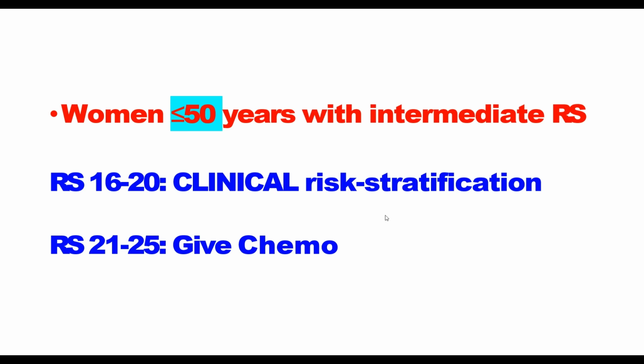For example, in a postmenopausal woman, we considered chemotherapy when the recurrence score was more than 25. In a premenopausal, less than 50 years old woman, we consider adding chemotherapy over and above endocrine therapy when the recurrence score is even 21. In a recurrence score between 16 to 20, we again use clinical risk stratification. We look at other parameters like LVI, PNI, and all that, and counsel the patient and make a joint decision with the patient about adding chemotherapy over and above endocrine therapy.